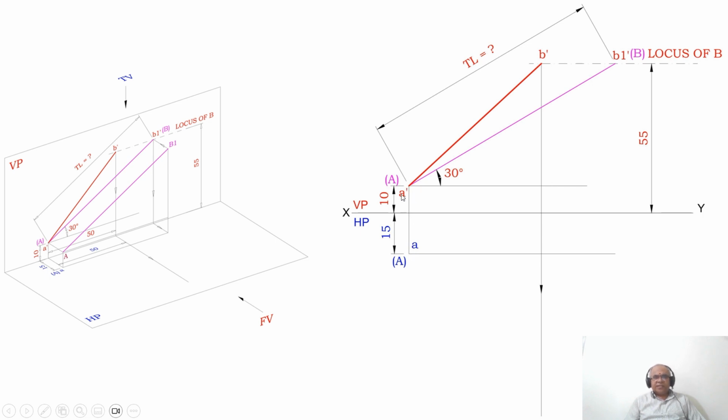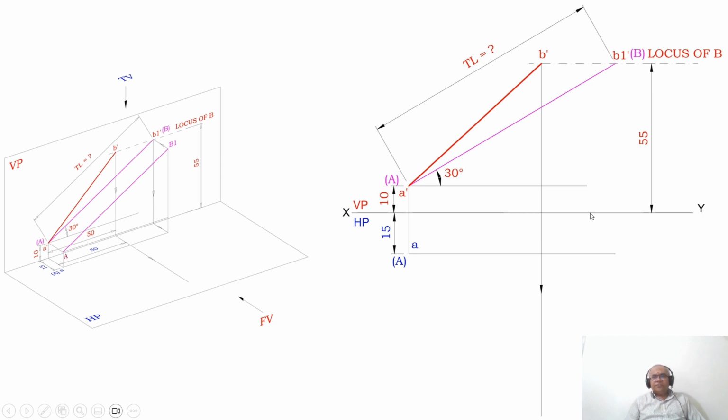You mark this point as A dash, this point as A, and this as capital A, and this also as capital A. Then you know the distance above HP. The end point of B is above HP by 55 mm. So where do we see the distance above HP? Above HP distance I can always see from the front view. That image is going to fall on the vertical plane.